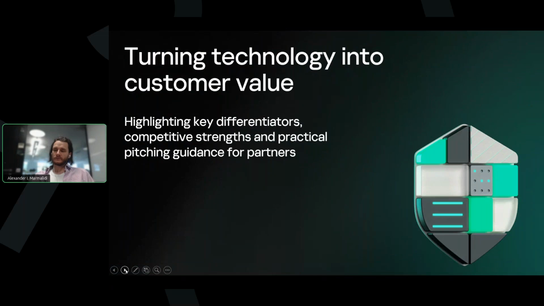And of course, the final act of this presentation is how to actually translate the technologies and the expertise that I have described into real customer value, and how to highlight our key unique selling points, our strength, and how to do it to different audiences.